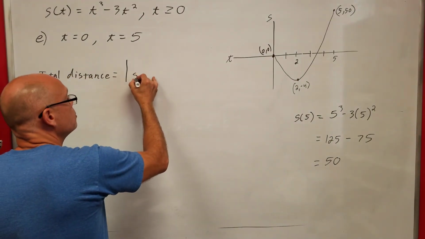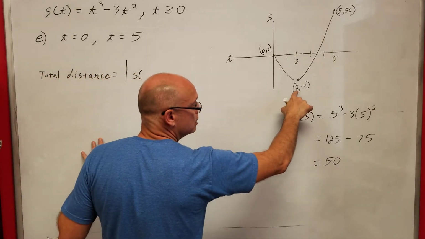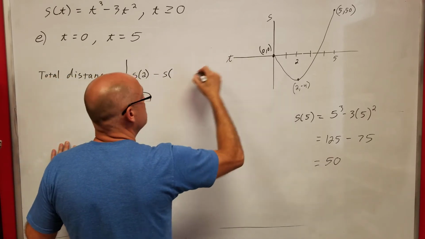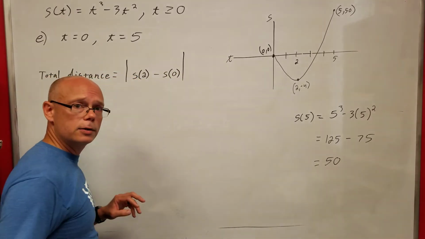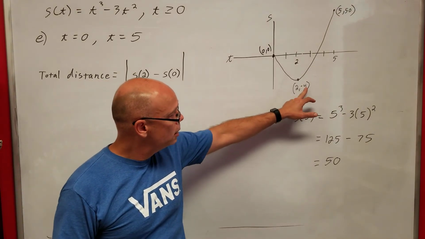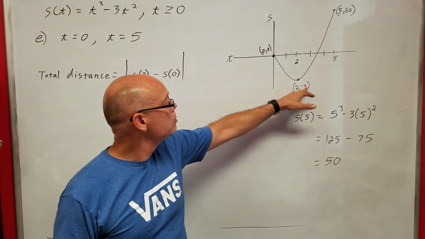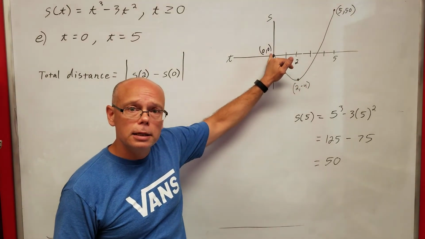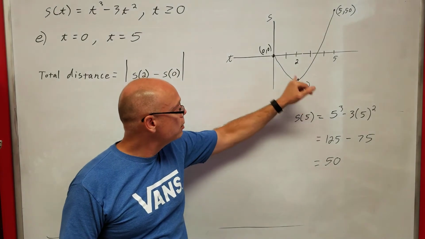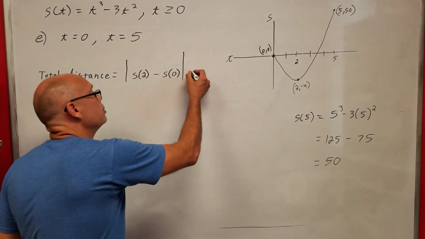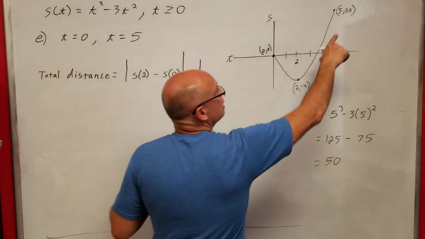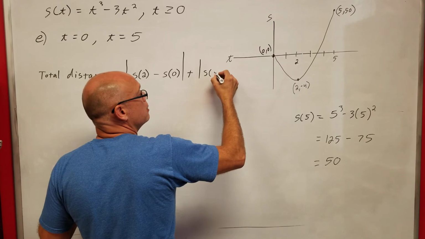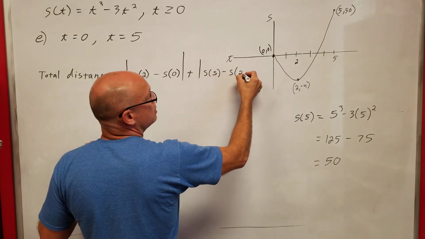We say S evaluated at 2 minus S evaluated at 0. Put that in absolute values, okay? So in other words, you're taking the output of the one that's further to the right out of the two, subtracting the left one, plus the absolute value of this output minus that output. So S at 5 minus S at 2.